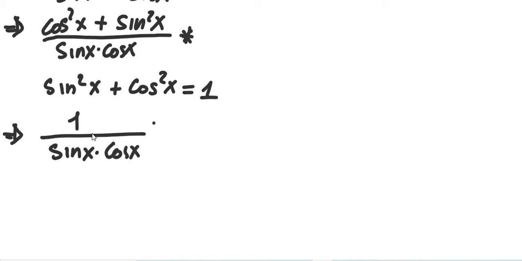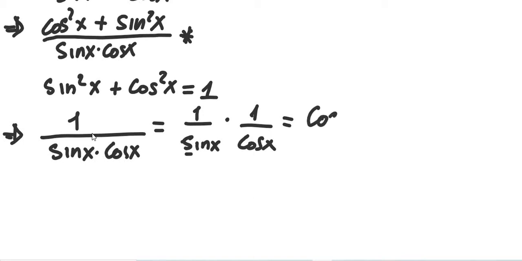This equation can also be written as 1 divided by sin x times 1 divided by cos x. I know that 1 divided by sin x is equal to cosec x, and 1 divided by cos x is equal to sec x.